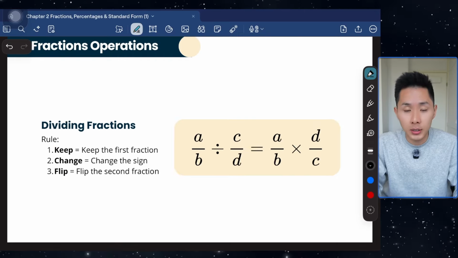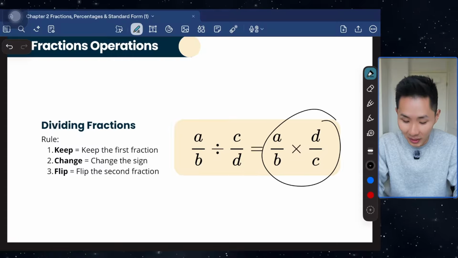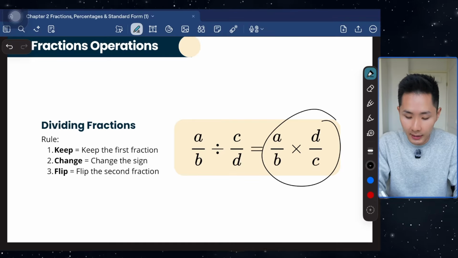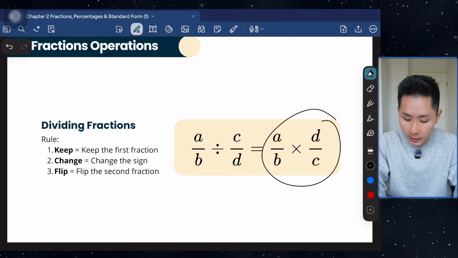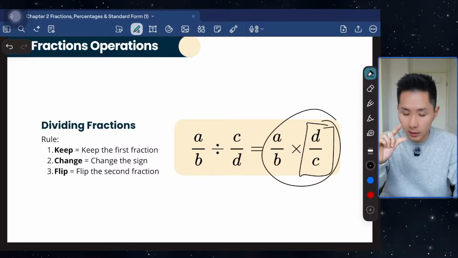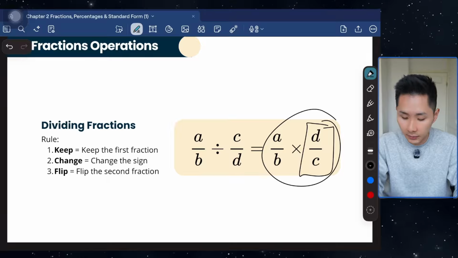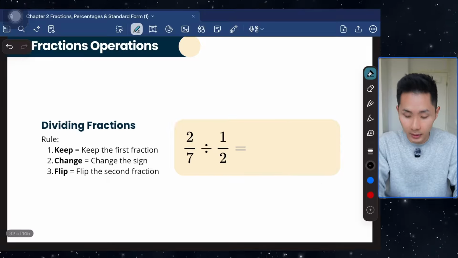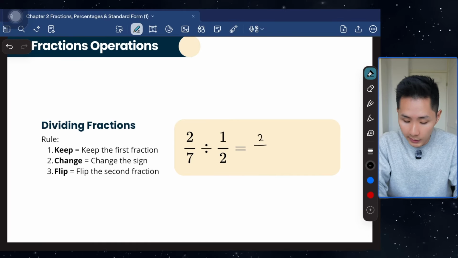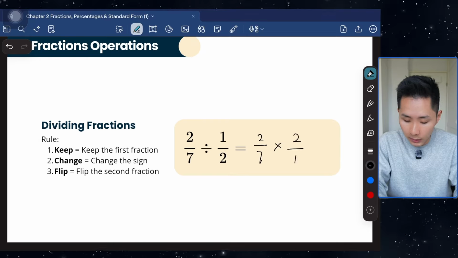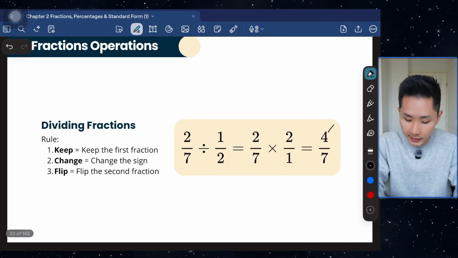Alright, that's multiplying fractions. Let's move on to dividing fractions. To divide fractions, you do need to know how to multiply, because the rule says that if you were to divide A over B by C over D, you can change the operator by reversing the numerator and denominator of the second fraction. For example here, 2 over 7 divided by 1 over 2. You can change the operator by saying 2 over 7 multiplied by 2 over 1, which will be equal to 4 over 7. That's how you do it.